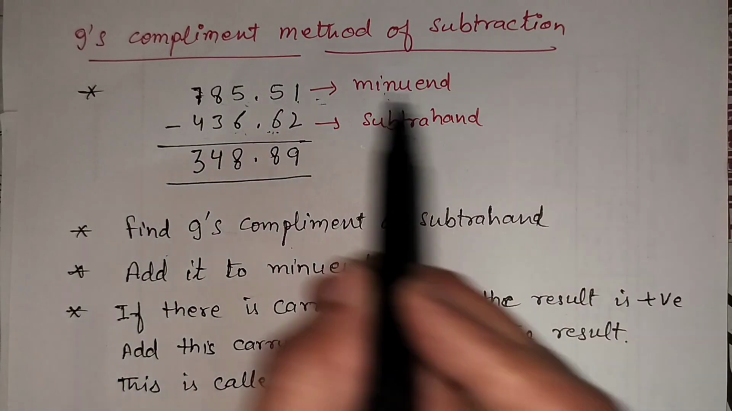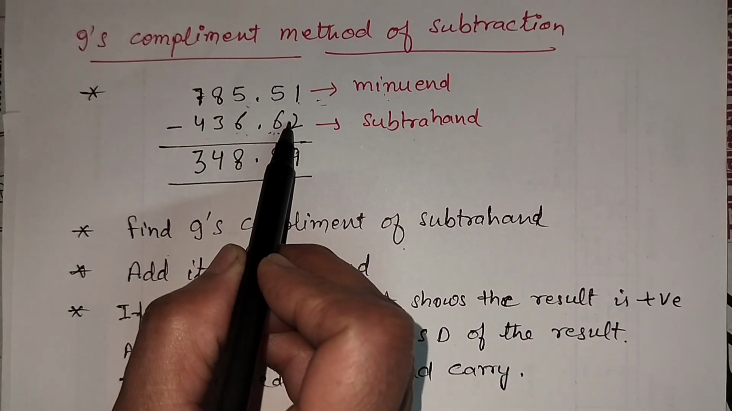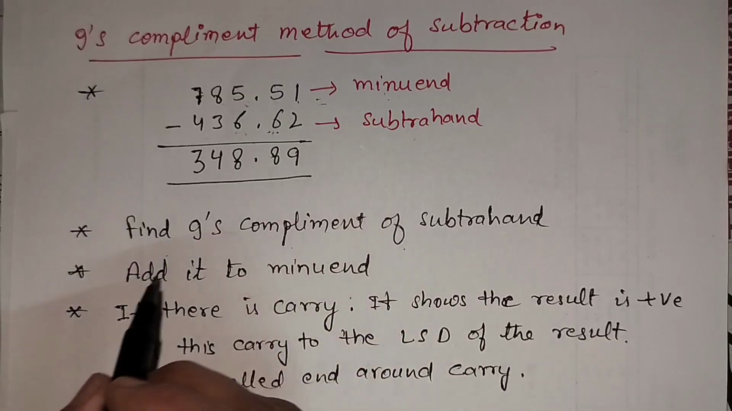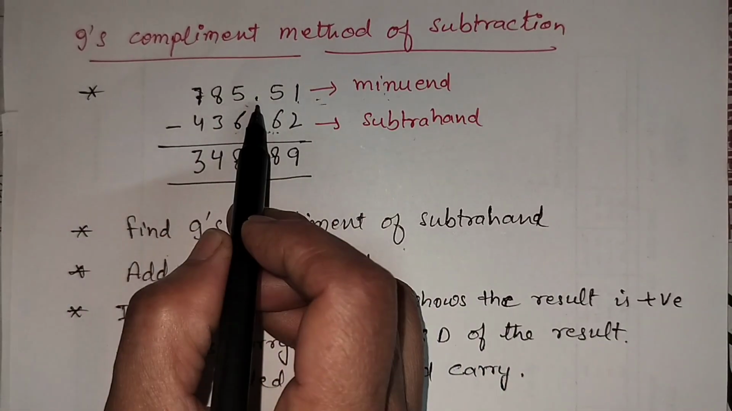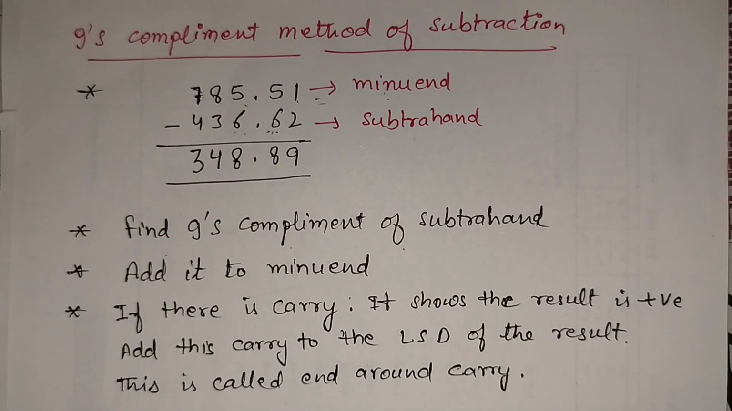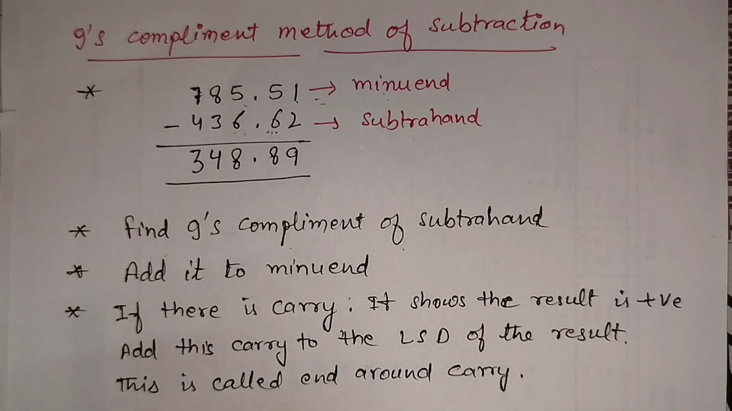First we will find the 9's complement of this term. Then after that we will add the result to this minuend. If there is carry, it shows that the result is positive, and add this carry to the least significant digit of the result. Let's take an example now.